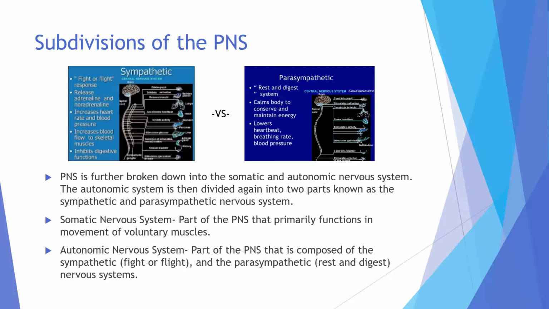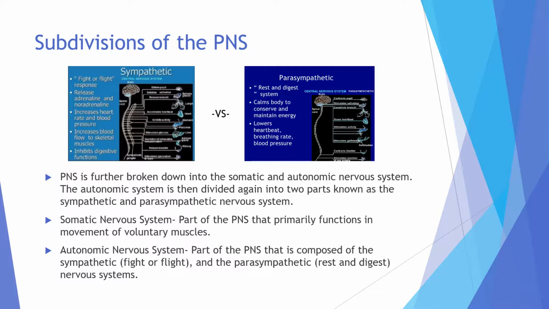Subdivisions of the PNS. The peripheral nervous system is then broken down into the somatic and the autonomic nervous system. The somatic nervous system is the part of the PNS that primarily functions in movement of voluntary muscles.